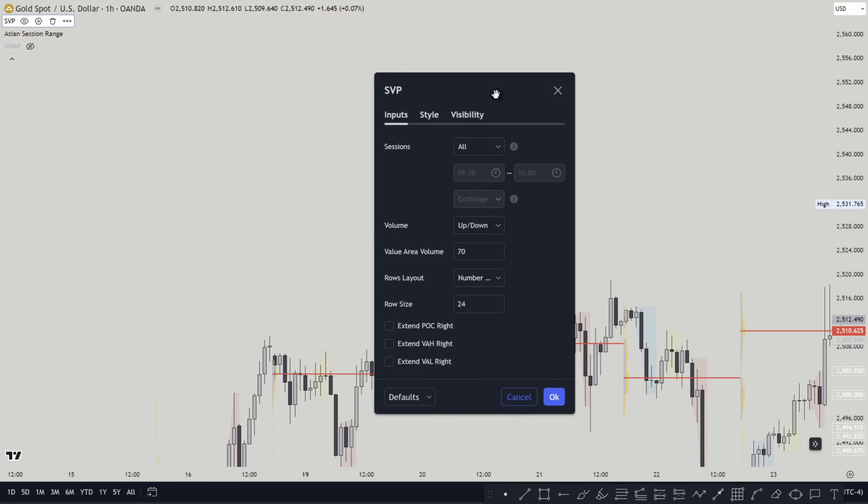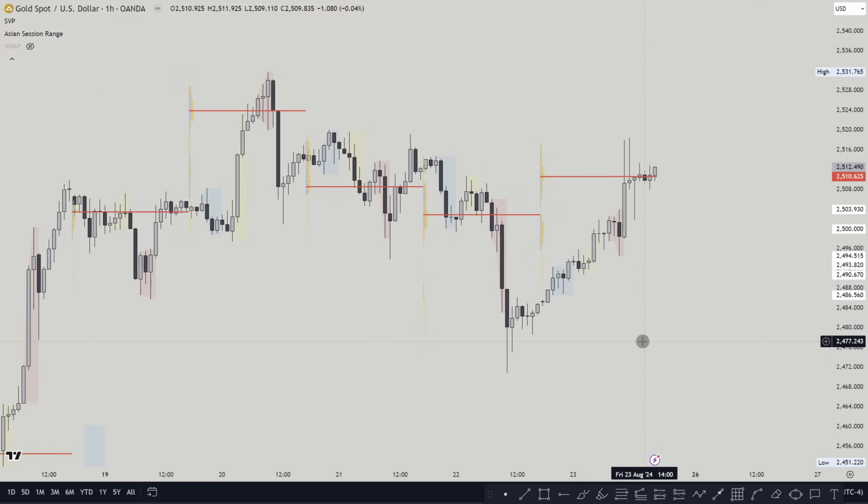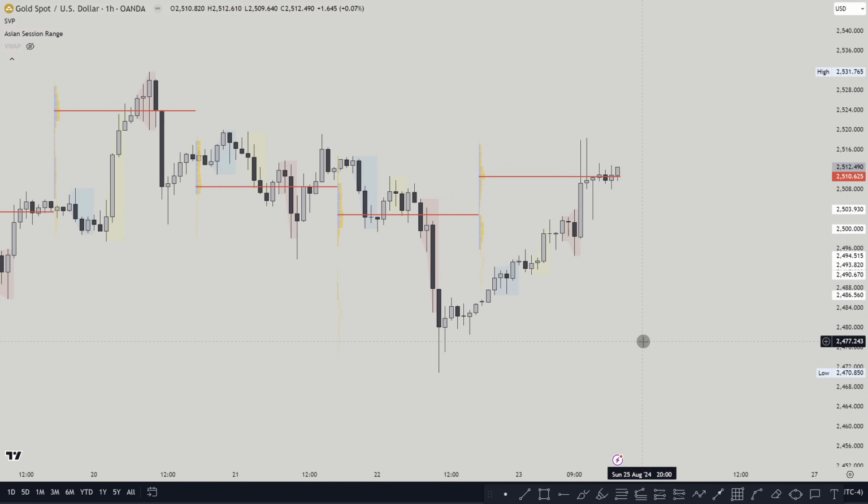You can find this on TradingView, session volume profile. Those are the settings that I have. I'll be only using the POC, and this level here on the price action actually shows you where most of the volume was for that session. So I can see that for this day, most of the volume was at this level. So starting this day, this is where I'm going to keep an eye.